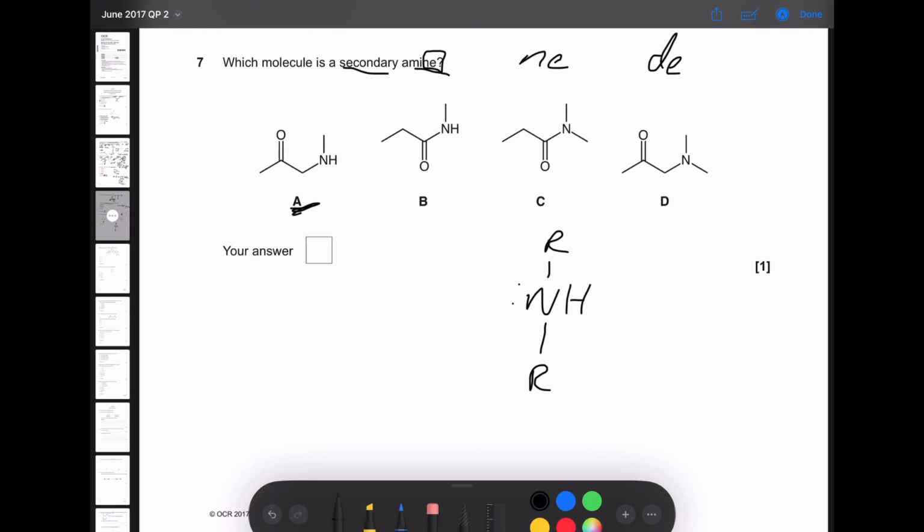In B, well, this nitrogen's bonded to 2 as well, but the one next to the nitrogen is bonded to a carbonyl group, so it's not going to be B, because this is an amide. Same can be said for C, and also it's a tertiary amide anyway. And this is a tertiary amine because it's bonded to 3 groups, so it's going to be A.